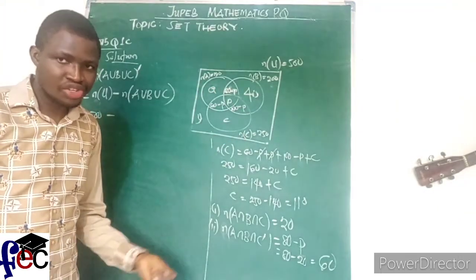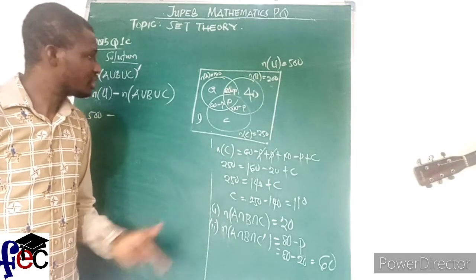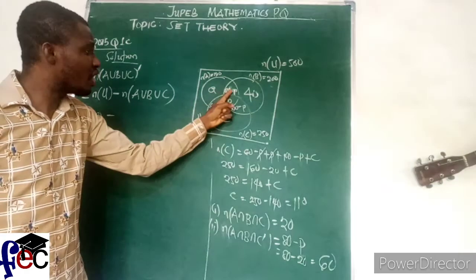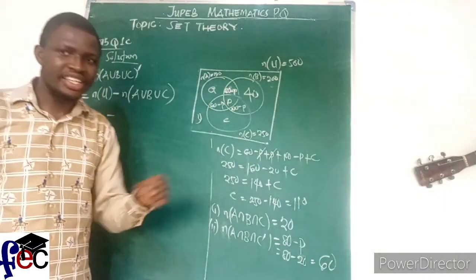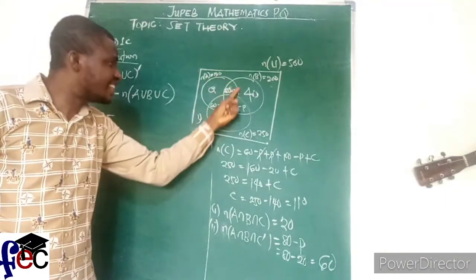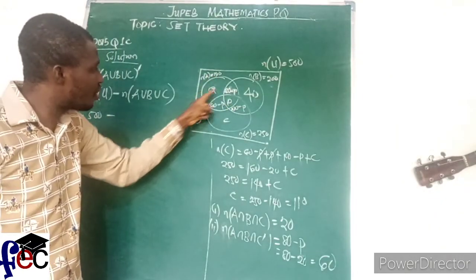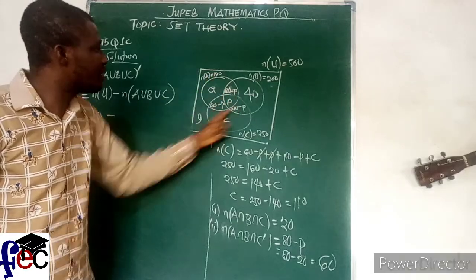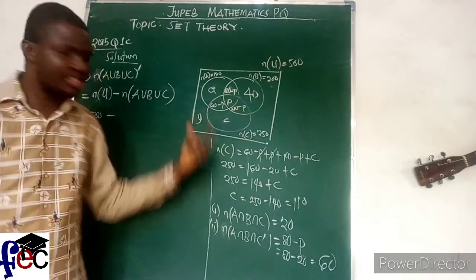Now, let me show you a shortcut. Instead of writing all these things out by adding them, don't forget that everything inside this circle is what? 190. So instead of writing all these ones, I can simply say 190, which represents all this, plus 40 plus this plus this.